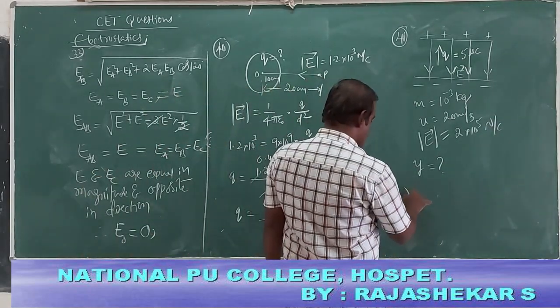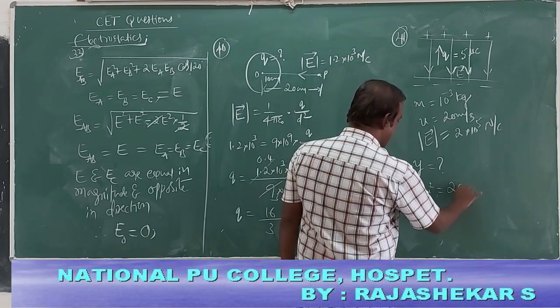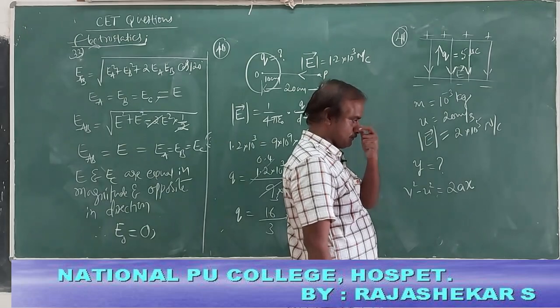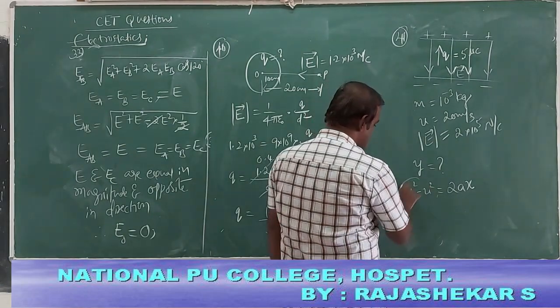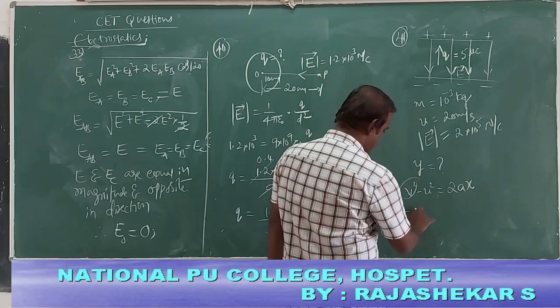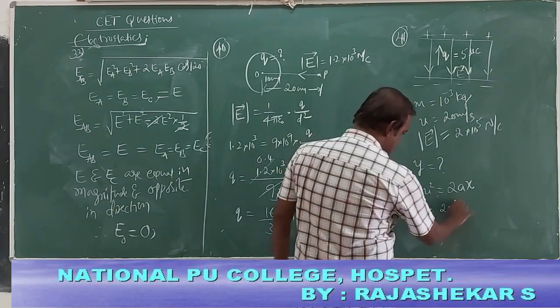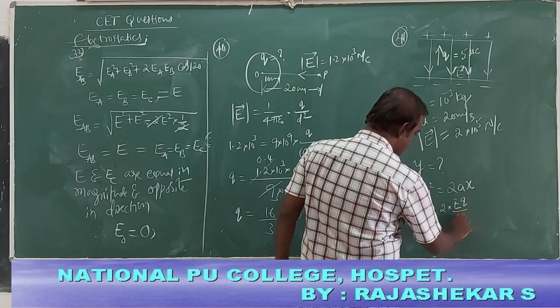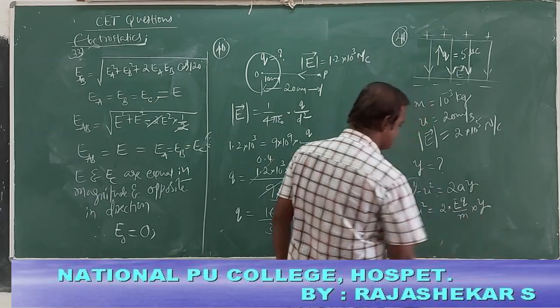We can use this formula students. v² − u² = 2ax ಅನ್ನ use ಮಾಡಬಹುದು. Final speed is 0, so 0 − u² = 2 into a, where a is written as Eq/m. Sorry, ಇದು y ಅಂತ ಬರೀತೇನೆ, y ಅಂತ ಹೊಡಿ y.